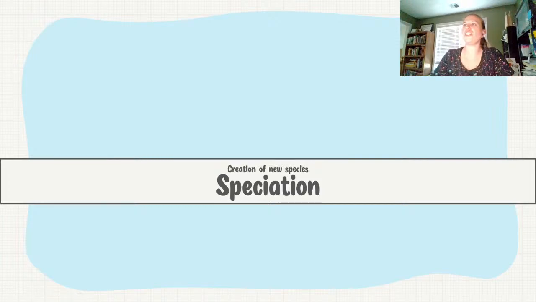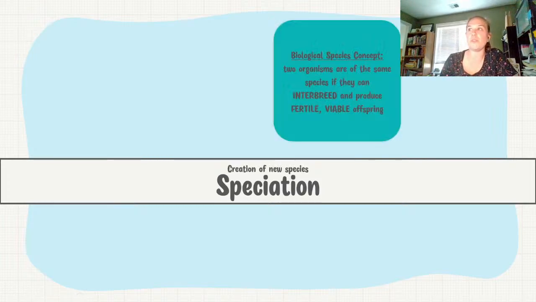So, speciation, okay? So this is where we create new species, okay? So biological species concept states that two individuals are of the same species if they can interbreed and produce fertile, viable offspring, okay? So that's really what this comes down to. Interbreeding looks at our prezygotic, and then the fertile, viable offspring looks at our postzygotic, okay?